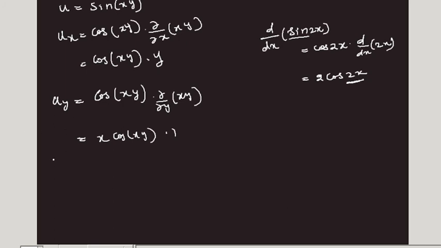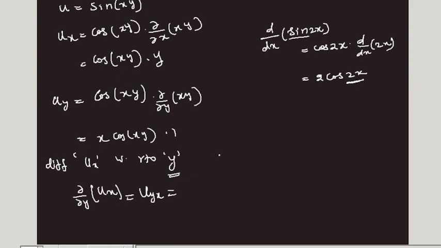Here I am differentiating ux with respect to y. Understand? I am differentiating ux with respect to y. This is nothing but uyx. So here we have y term in cos of xy. Here also y is there. We must apply the product rule.